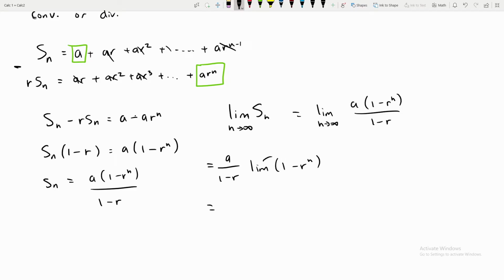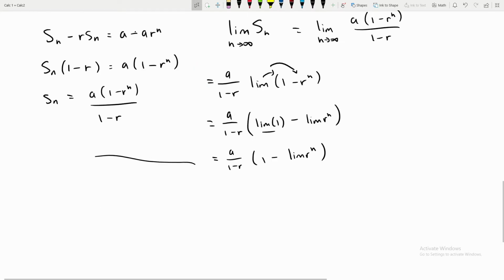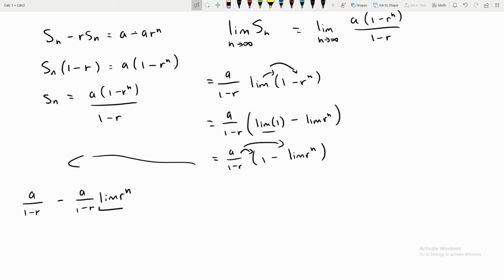Now I'm going to distribute this limit, in a sense, basically using limit properties. So there we go. Now I'm going to compute this limit right here. And now I'm going to move on to the left side of the page just so we have more space, but I'm basically going to redistribute this outer term right here. So we're going to get a over (1 - r) minus a over (1 - r) times the limit of r to the n.